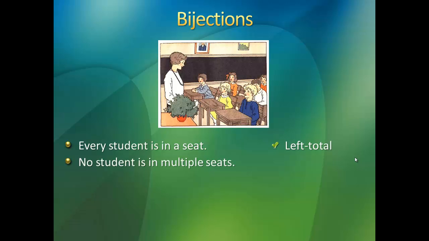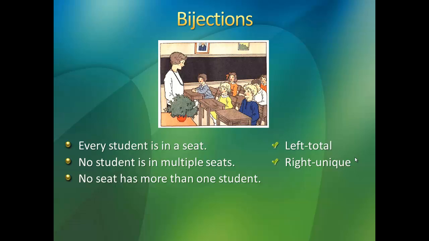Second, no student should be sprawled across multiple seats. This means the relation is right unique. So now we know the relation is at least a function. Third, no seat should have more than one student sitting in it. This means the function is left unique and is thus injective.